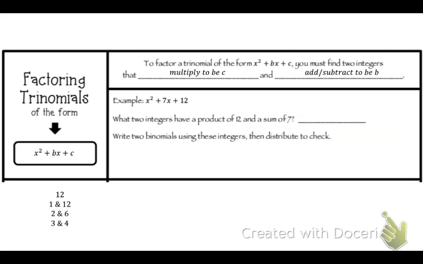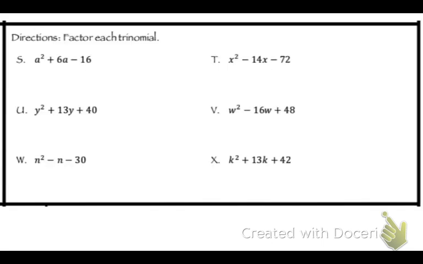Well, there's 1 and 12, which won't add or subtract to be 7. 2 and 6 won't add or subtract to be 7. 3 and 4 will, though. So it's 3 and 4. And then we just put them right into the binomial. So that's x plus 3, x plus 4. And we're done. That's it. Distribute to check, and you do get the same answer.